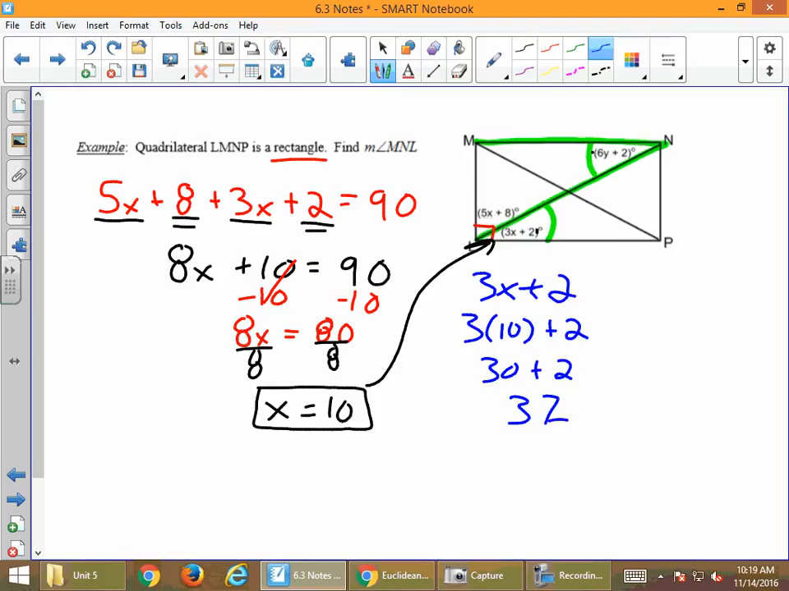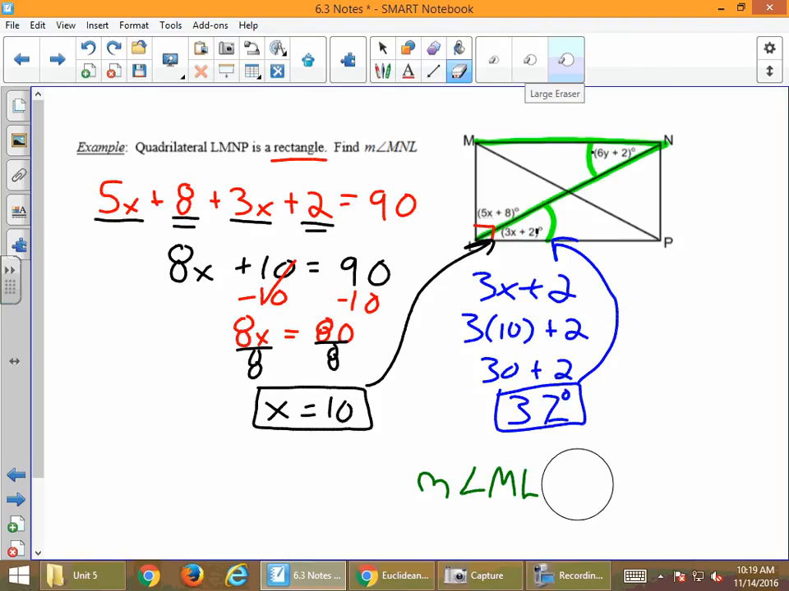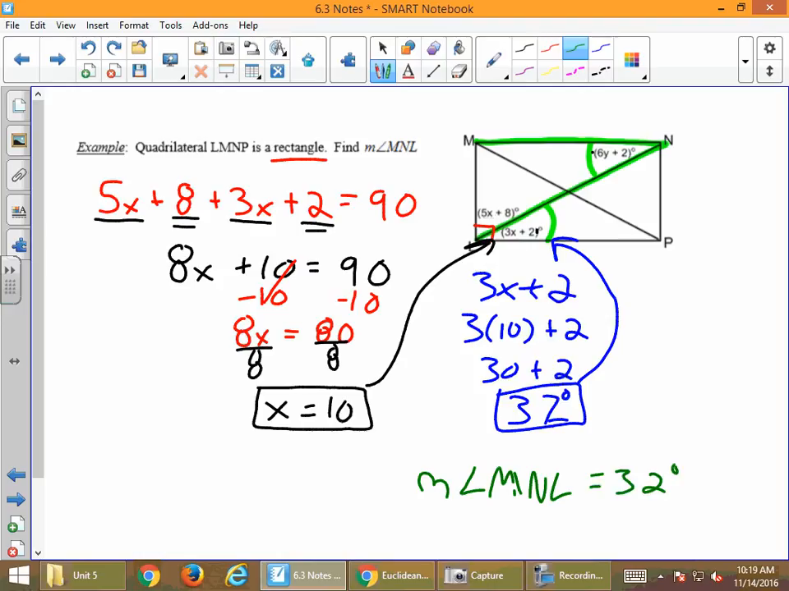All right. 32. Great. So now that I know that angle's 32, I also know the other angle's 32 because they are alternate interior angles. So now my final thing is I can say that the measure of M and L is equal to 32 degrees.